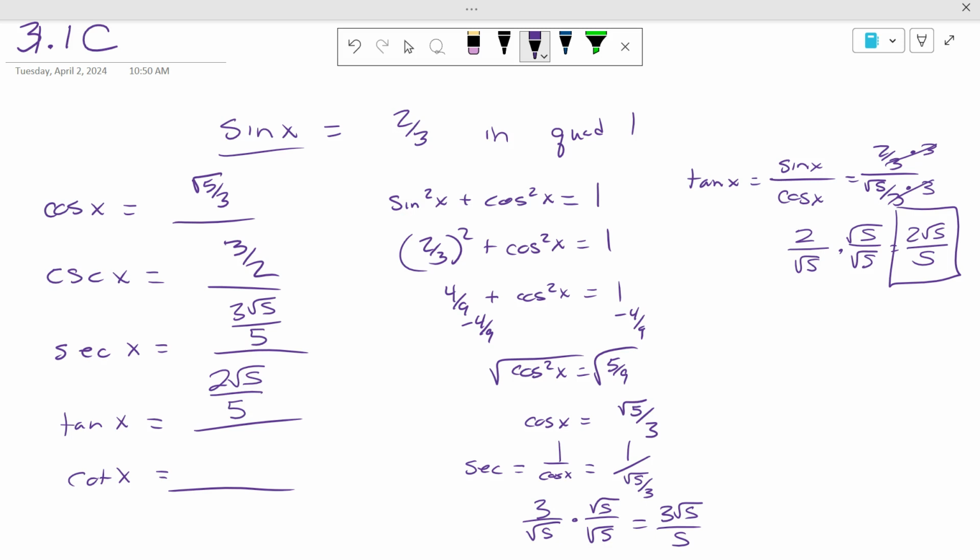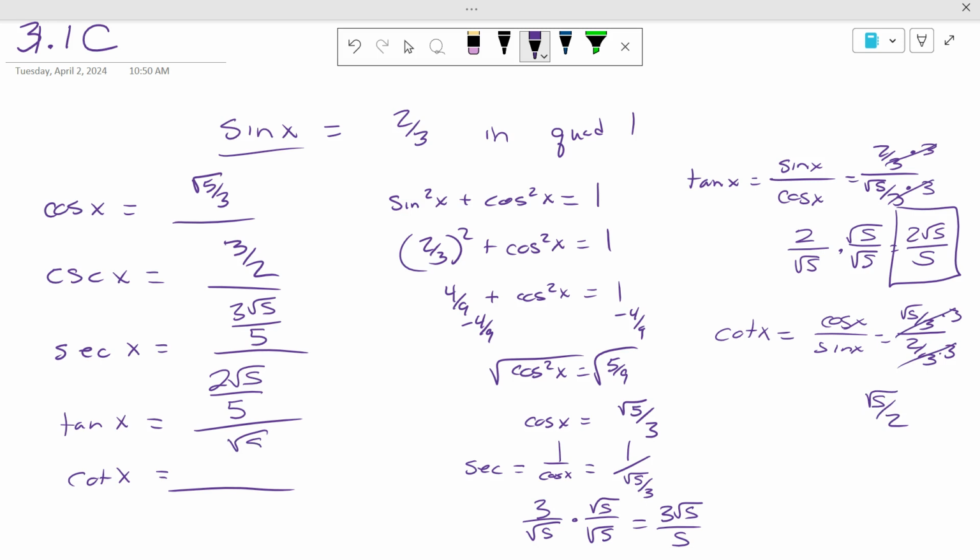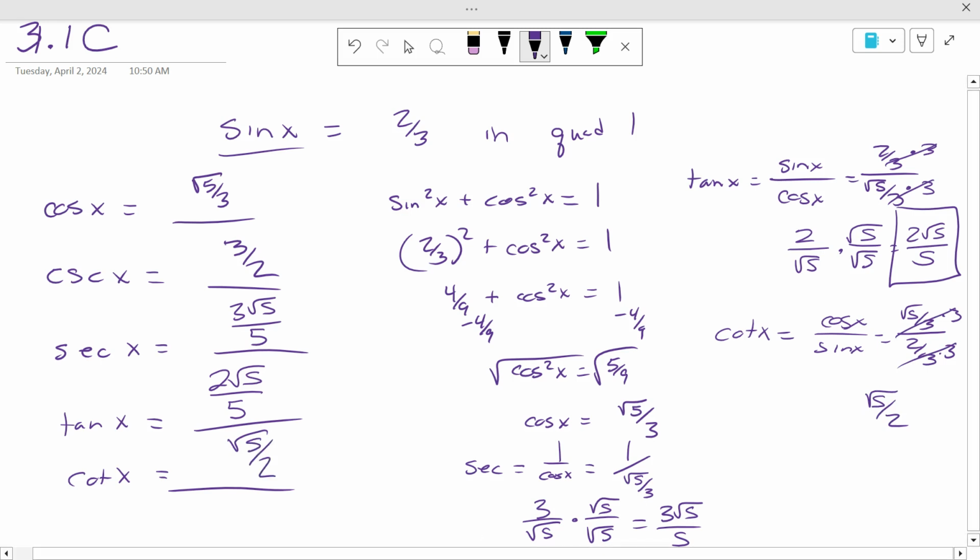Cotangent of x is what over what? Cosine of x over sine of x. So it's square root of 5 over 3 over 2/3. Multiply top and bottom by 3. Square root of 5 over 2. We can leave it like that. Ta-da! I got the other 5 trig terms using trig identities.